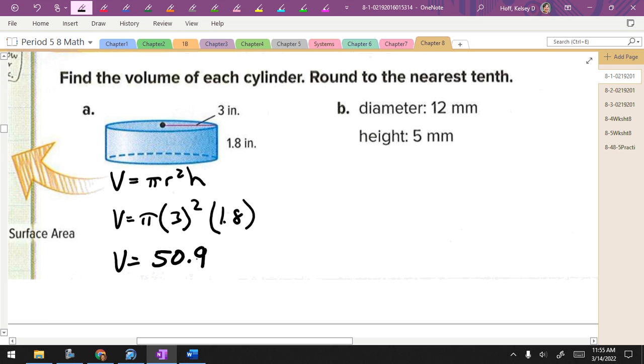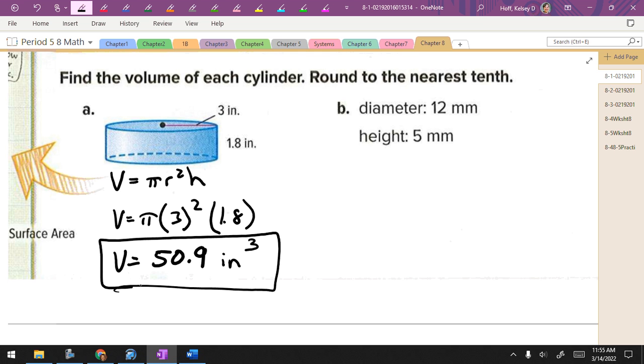50.9. What would my label be? Inches. Inches cubed. Volume is always cubed. 3 dimensions. We're talking about space. The amount, it's always cubed.